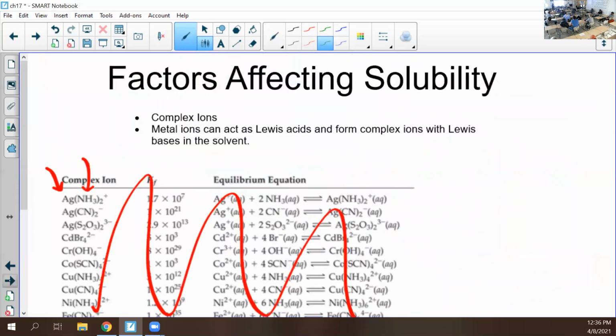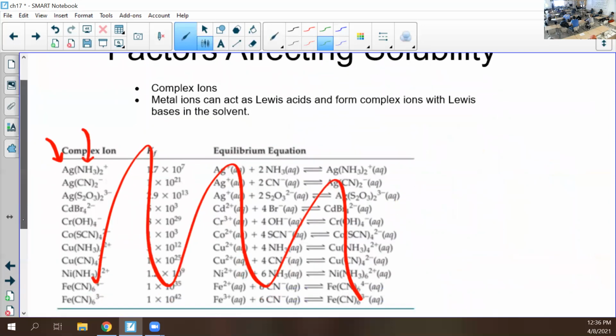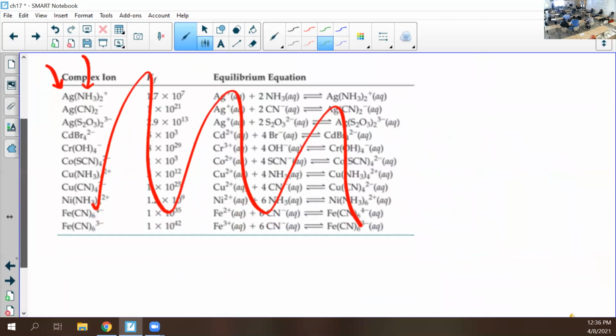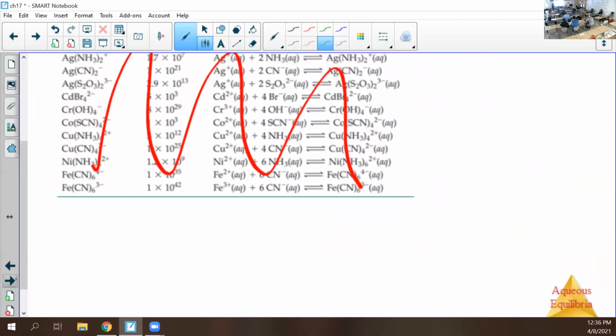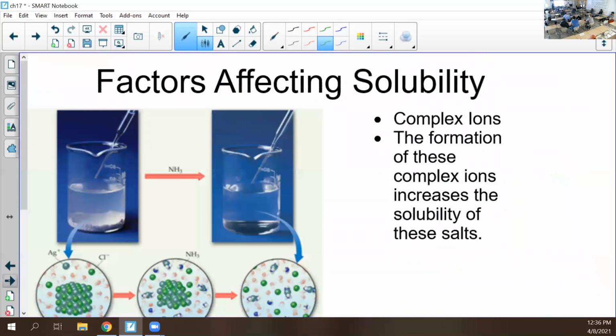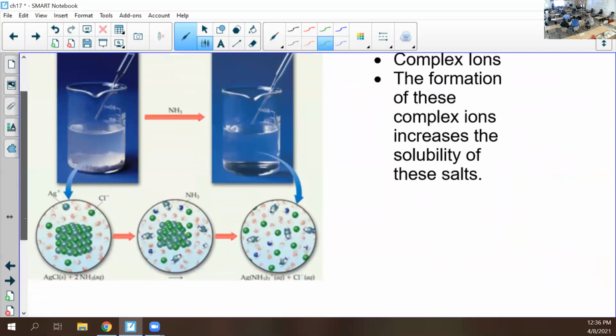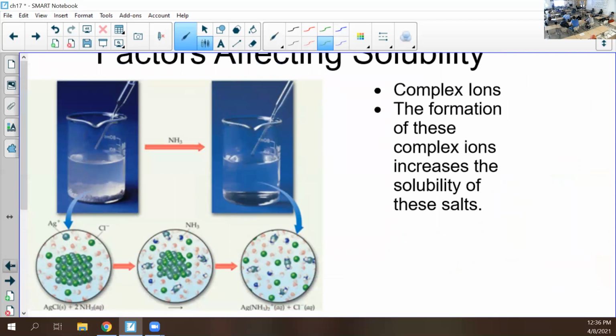All right, complex ions are no longer tested on the AP test, which is a lifesaver because they are weird and hard, especially naming them. Oh my, that's been a long time. You don't need that. But a complex ion is something unique.